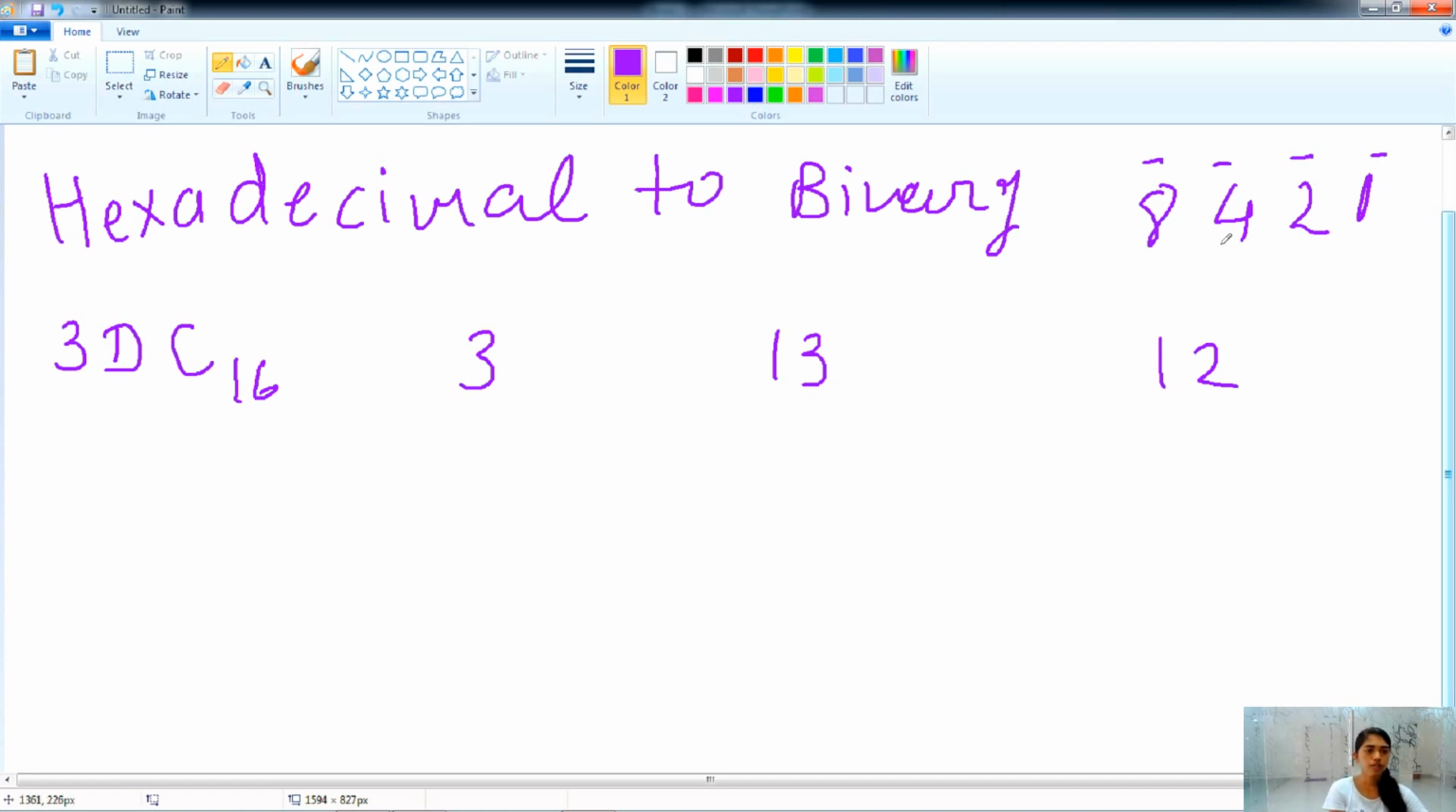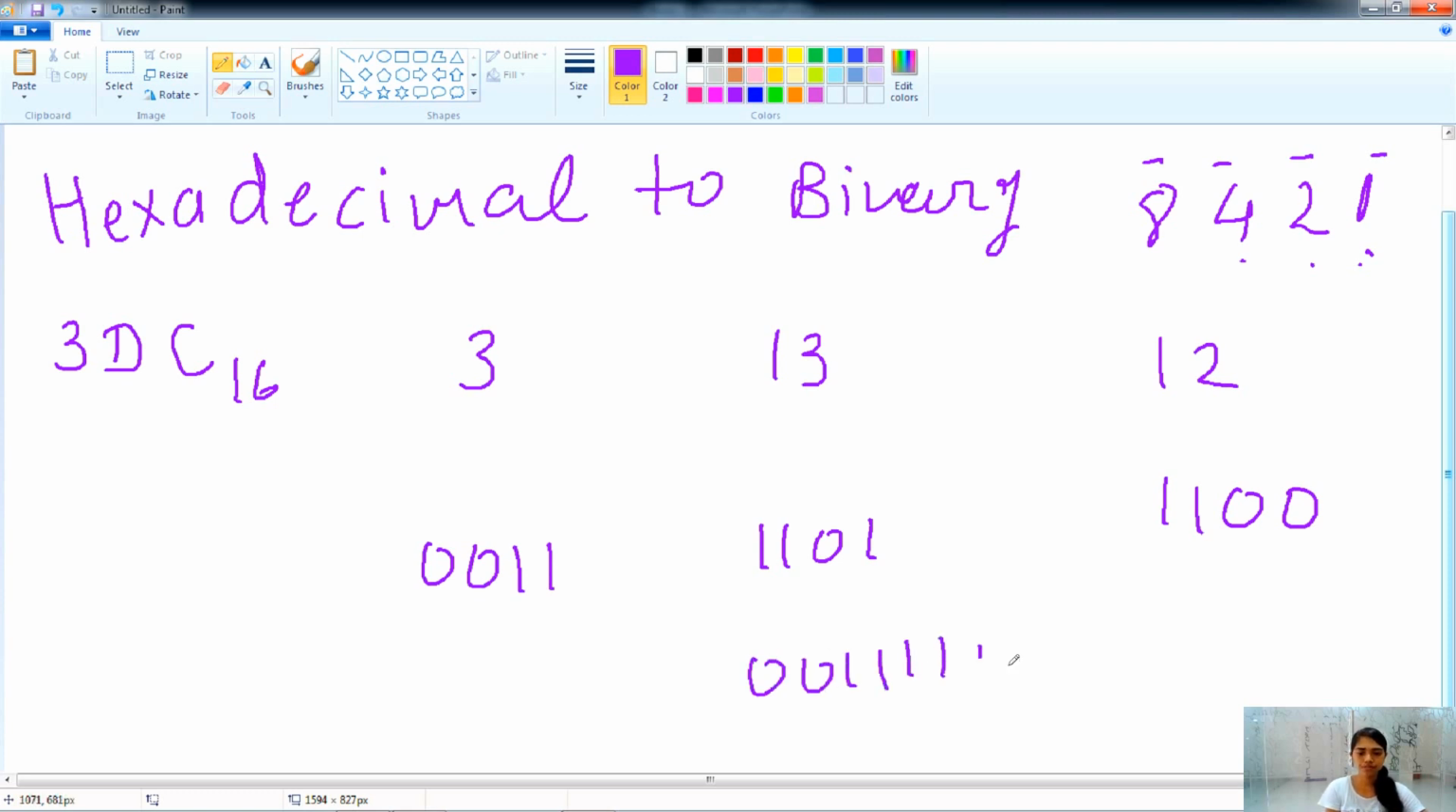For 12, 8 plus 4 makes 12, so we would write 1, 1, 0, 0. For 13, 8 plus 4 plus 1 makes 13, so we would write 1, 1, 0, 1. And for 3, 2 and 1 make 3, so we would write 0, 0, 1, 1. And here we have our binary number. In this binary number, the leftmost 0s would not make any difference, but we are still writing them for understanding.